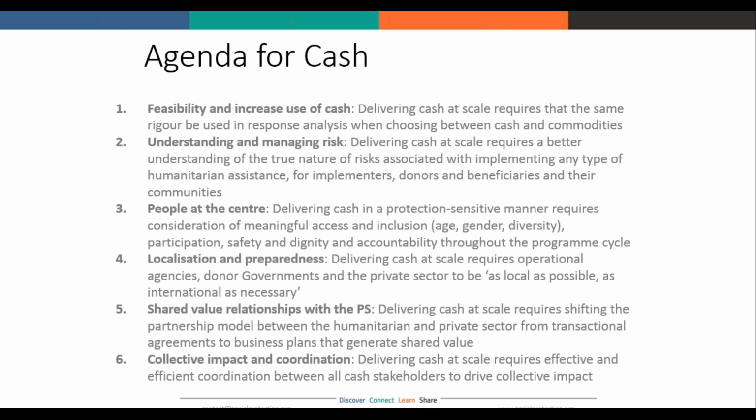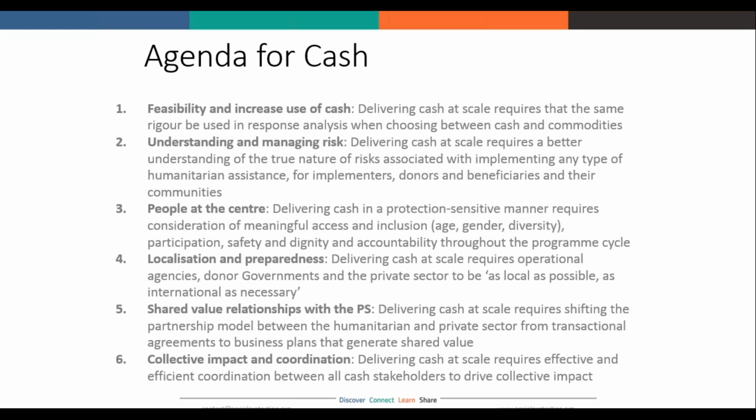The discussions held during this process have been captured in a document called an Agenda for Cash, just to mirror the framework for accountability that is the Agenda for Humanity. It is a document that has been evolving organically with the WHS process, and CaLP has been the facilitator of this space. The content itself has been created by more than 40 organizations, including UN agencies, NGOs, donors, and the private sector.